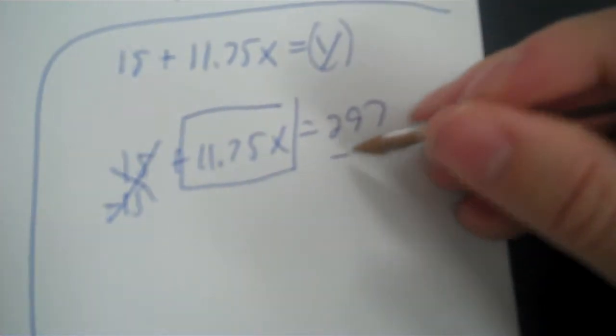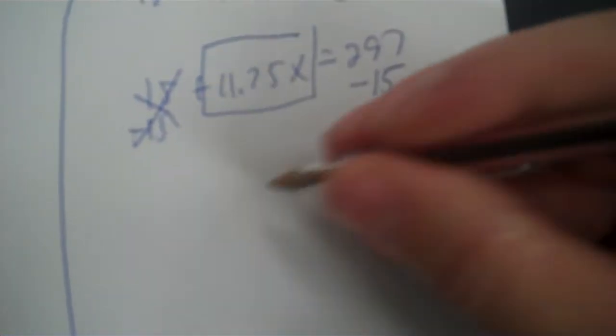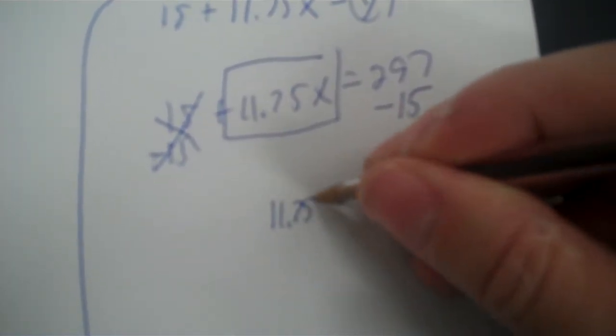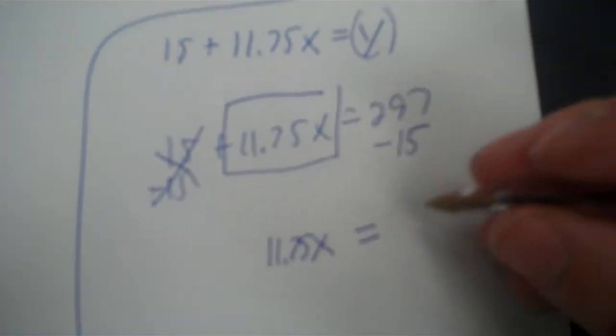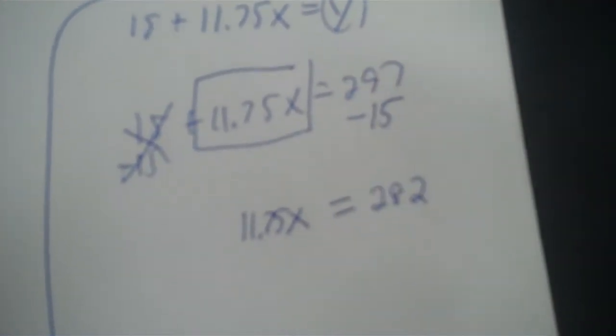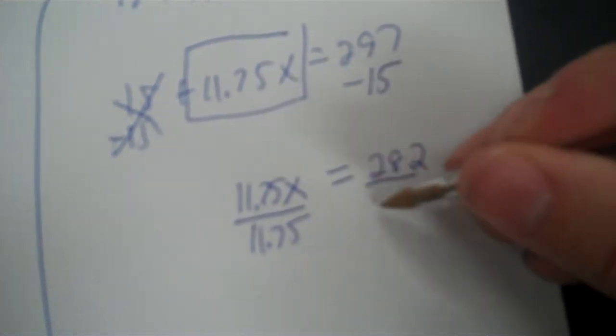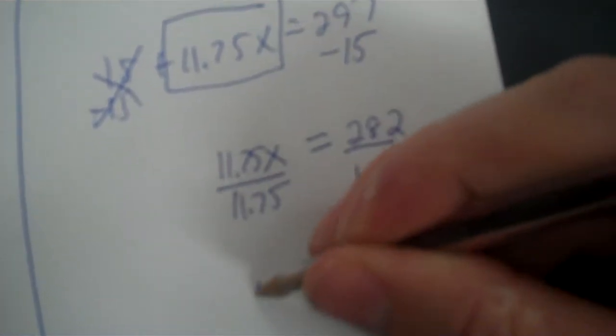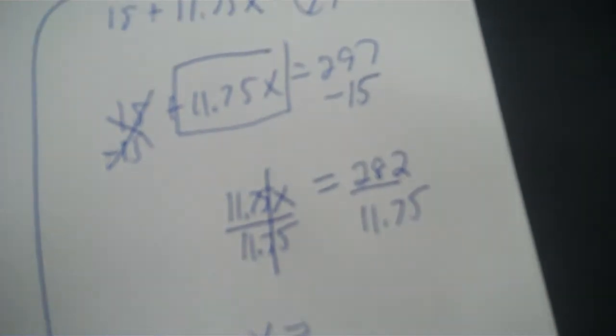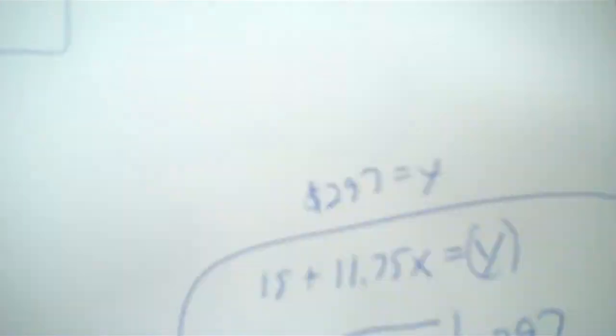Box up, take your 15 away. So on this side I got $11.75 times x, and that needs to equal $282. So I'm going to divide both sides by 11.75. So I take 282 divided by 11.75, and that's going to be 24. So x is 24. So 24 tickets.